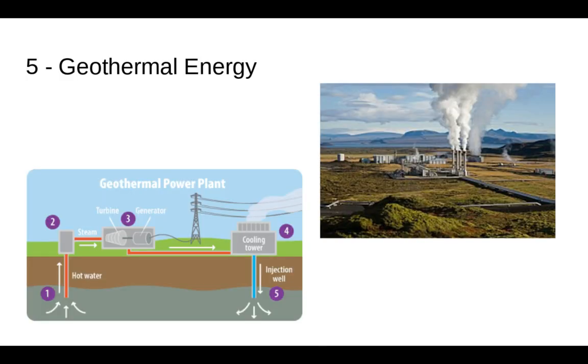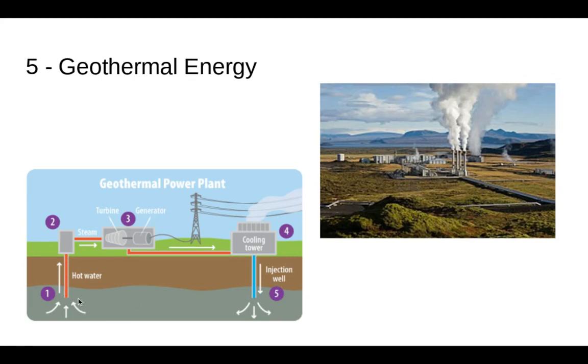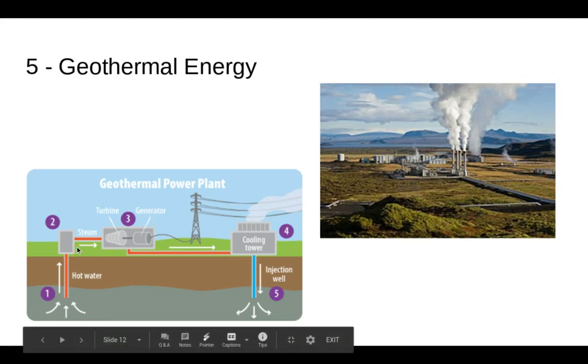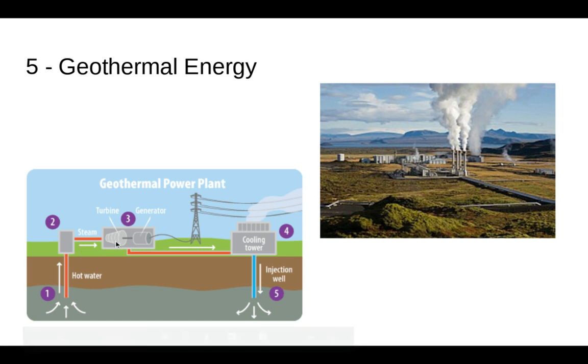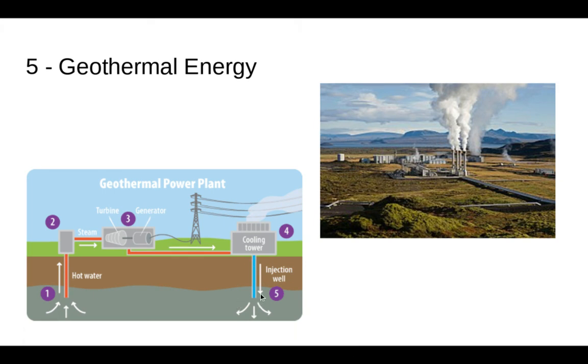Geothermal energy. So under the ground, there is hot water, okay? And what we can do with geothermal energy is we can take that hot water out of the ground, and that water will release steam, and then those steams can power turbines to generate electricity, okay? We send this hot water into a cooling tower, and then that water can return back into the ground, okay, where it can be heated again.